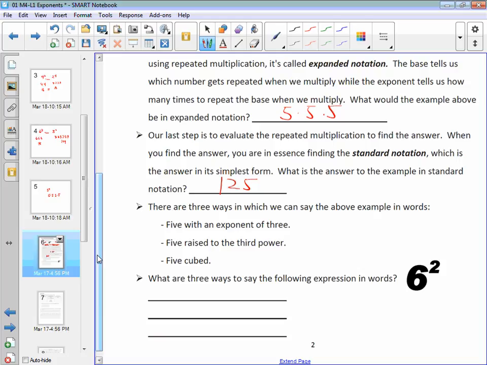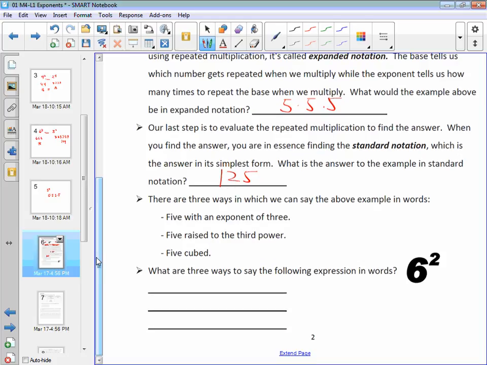Okay, let's just do this verbally because it takes time to write it out. What are three ways to say 6 base, exponent 2? 6 with an exponent of 2. Got that? Okay, keep going. 6 to the power of 2, 6 squared. One more time. 6 raised to the power of 2, 6 with an exponent of 2, or 6 squared, or 6 to the second power. That would be a fourth way.